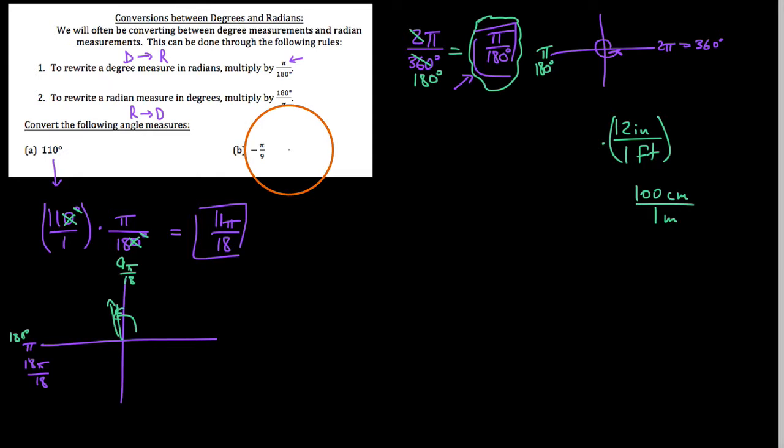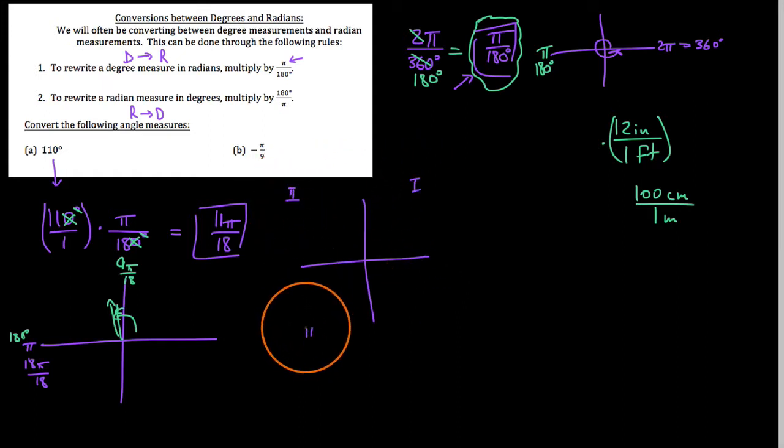Now looking at negative pi ninths, this is an interesting thing. First of all, where would this be? What quadrant would this be in? Quadrant 1, 2, 3, or 4? I often find that people can't tell me in radians when they're first learning these things. We know it starts on the positive x-axis, but essentially it rotates clockwise. If we were to deal with pi ninths, this negative pi rotation would be negative 9 pi ninths.